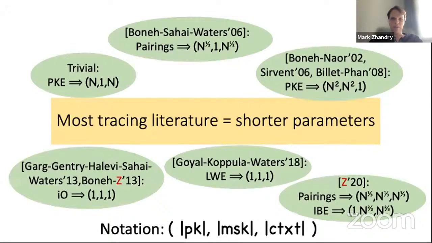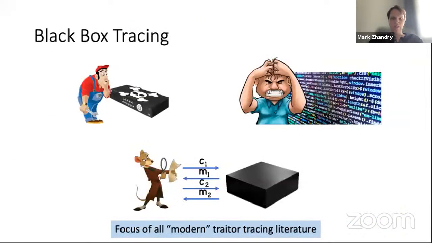The bulk of the tracing literature has focused on producing schemes with shorter parameters, in particular ciphertexts, using various combinatorial and algebraic techniques. In this work, however, we will look at something different. We'll revisit the tracing model of essentially all prior tracing works. Specifically, all modern tracing works work in a black box tracing model, where the tracer simply queries the decoder on several ciphertexts and observes the plaintext that come out. The motivation for this model is that it allows for tracing decoders based on hardware, and also prevents us from having to decipher program code in the case of software decoders.